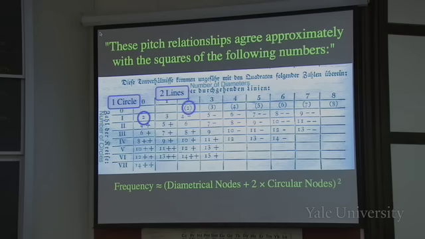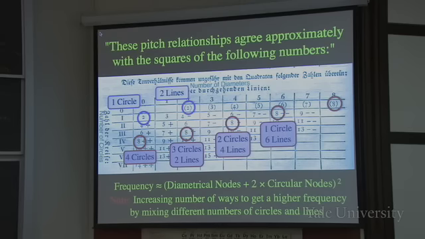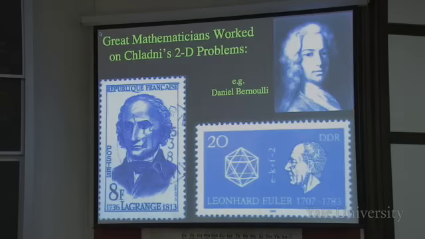Or you can have a combination of rings and lines. So for higher frequencies, you can get more and more combinations that give the same pitch. For example, the number 8, you can have 4 circles, 3 circles and 2 lines, 2 circles and 4 lines, a circle and 6 lines, or 8 lines. All of them give the number 8 and all give the same pitch, at least approximately. Okay? So the lesson we want to take is that there are different ways of getting the same frequency by combinations of these nodes.